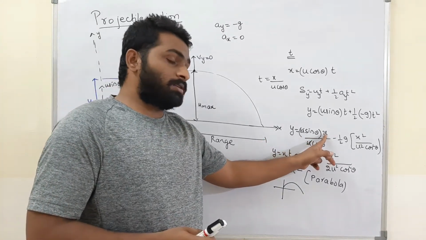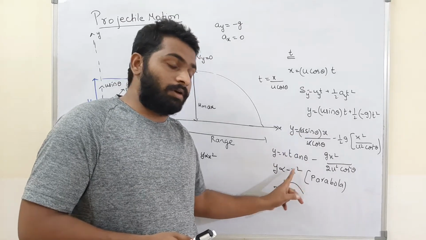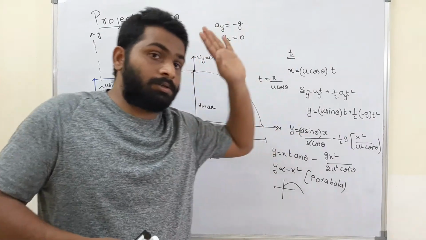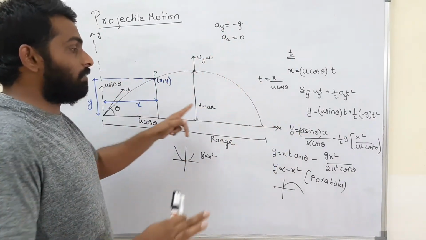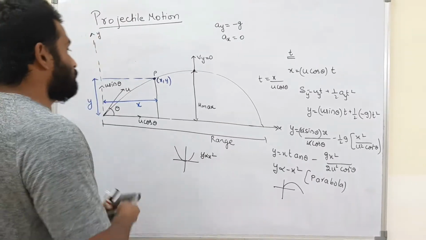At a particular position x, the y will be this much. Therefore, this is the equation of the trajectory, and y is directly proportional to minus x square. Therefore, it is a parabola, a downwards parabola. I think it is clear. Now we will find the maximum height, the range, and the time of flight. Everything we will find now. Okay, now see here.